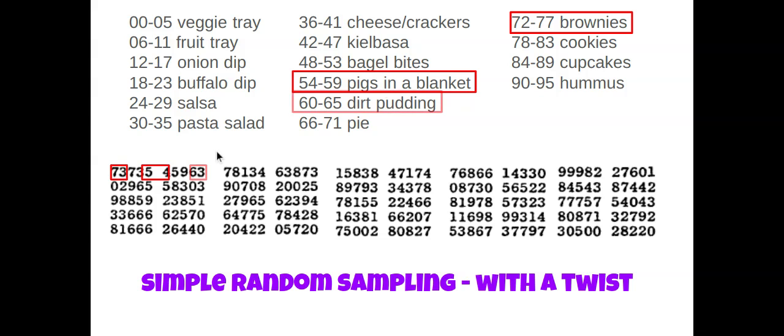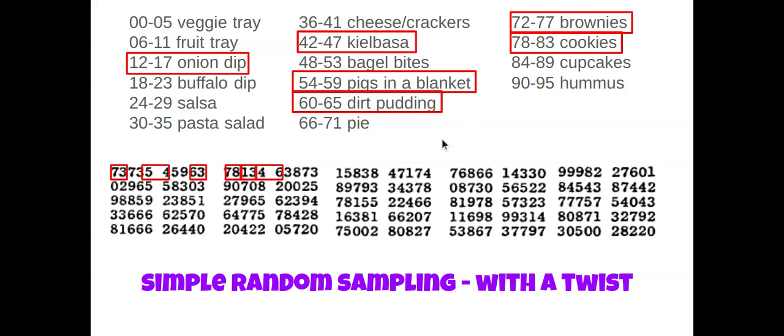The next one's 59, so we're going to skip 59 because we already chose pigs in a blanket, and we get ourselves to 63, which selects dirt pudding for us to take to this party. Our next value is 78, and we did not choose 78 yet, so that's our cookies. So 78 through 83 are now values that we don't want to repeat. The next value is 13. We have our onion dip, 1, 2, 3, 4, 5. So we just need one more value. It looks like our next value is 46. So we're taking kielbasa to this party.